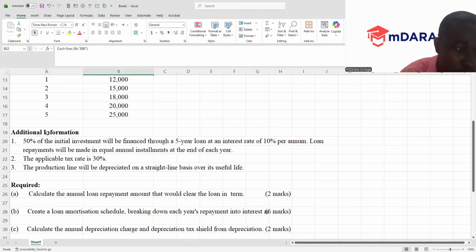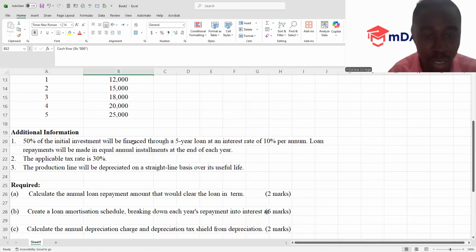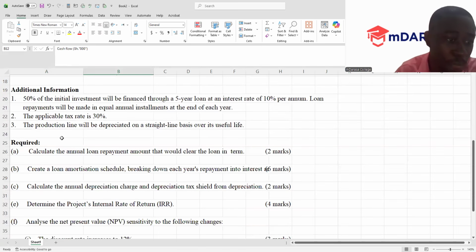Additional information: we're told 50% of the initial investment will be financed through a 5-year loan at an interest rate of 10% per annum. Loan repayment will be made in equal annual installments at the end of each year. The applicable tax rate is 30%. The production line will be depreciated on a straight line basis over its useful life. So that is what you're given.